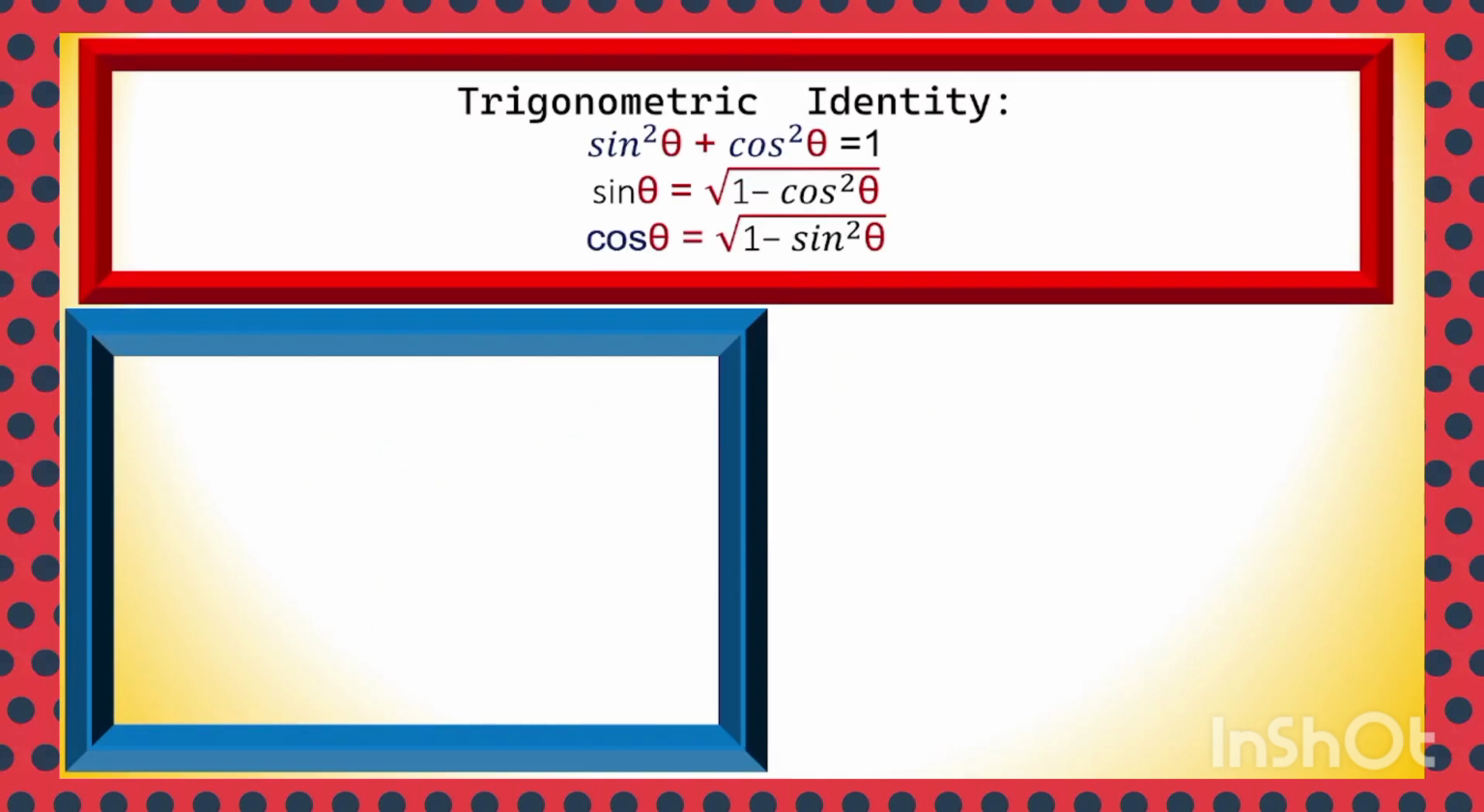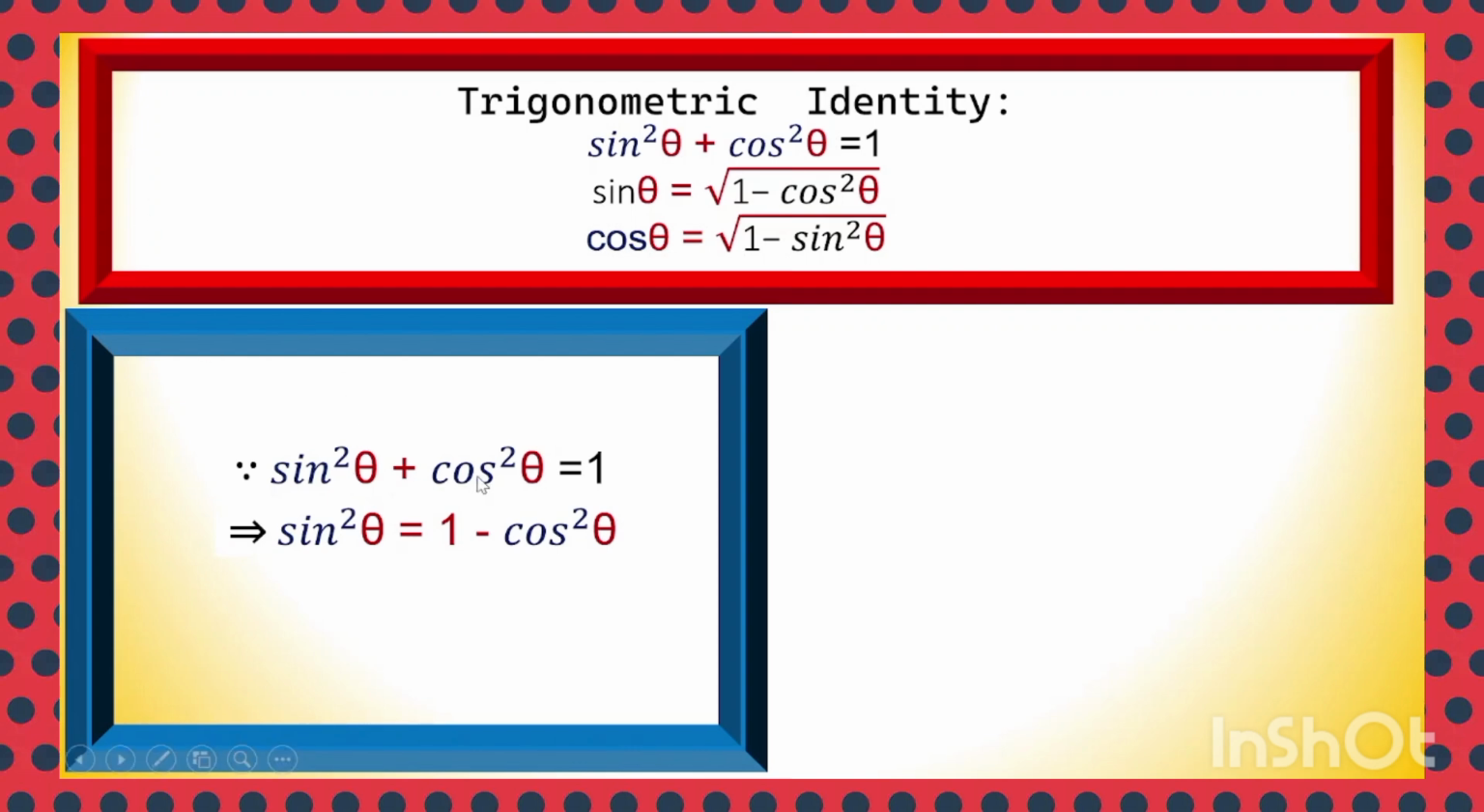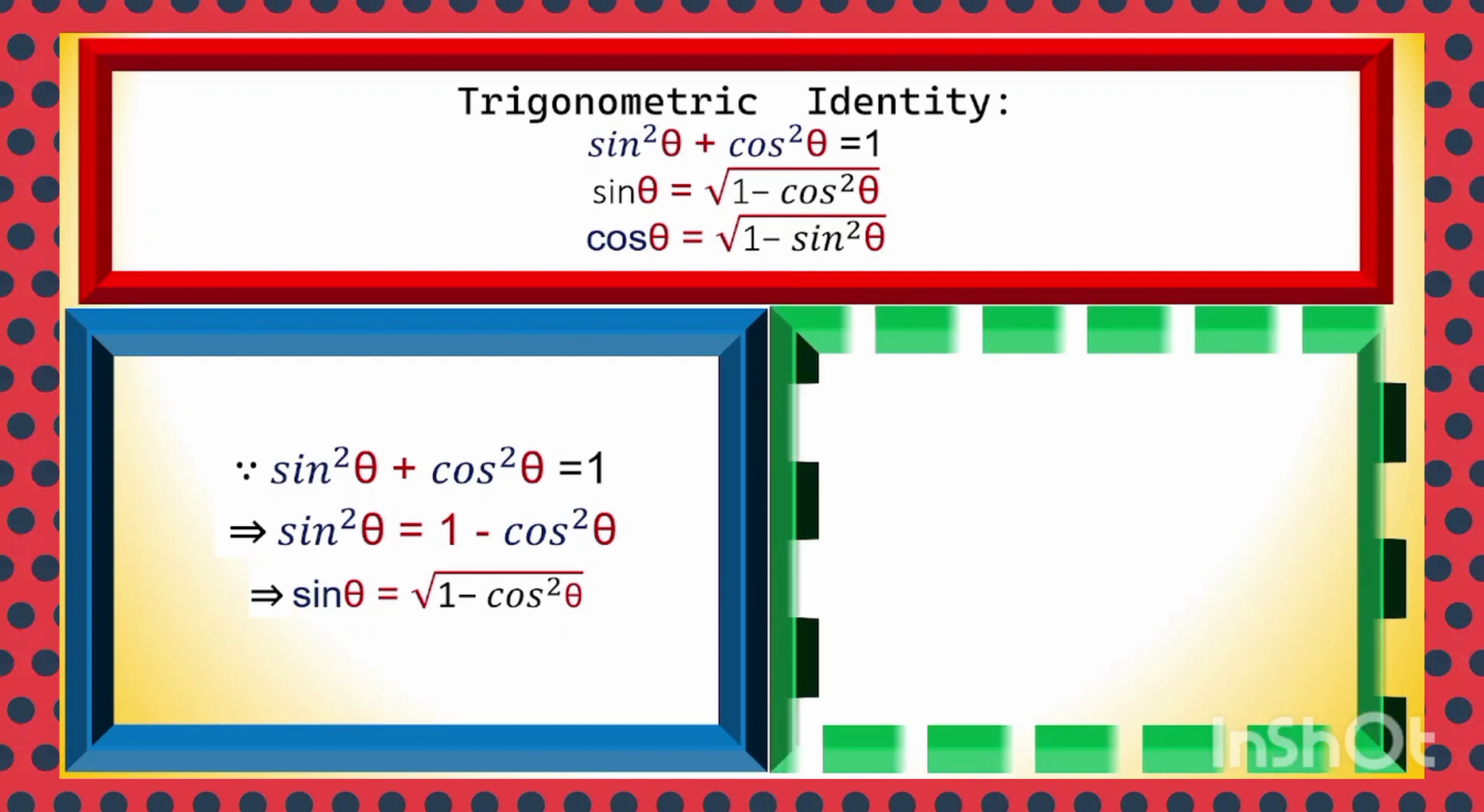Sin square theta plus cos square theta is equal to 1. Sin theta is expressed in terms of cos theta: sin theta is equal to square root of 1 minus cos square theta, and cos theta is equal to square root of 1 minus sin square theta. So you can transpose sin square theta plus cos square theta is equal to 1. Sin square theta is equal to 1 minus cos square theta. Sin theta is equal to square root of 1 minus cos square theta. Here sin theta is expressed in terms of cos theta.